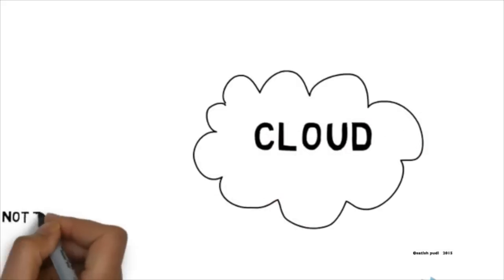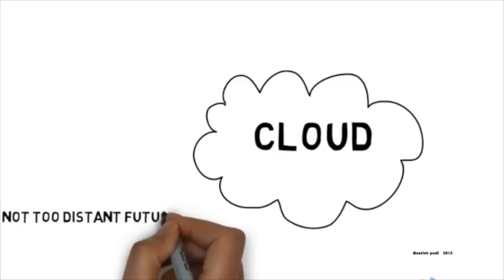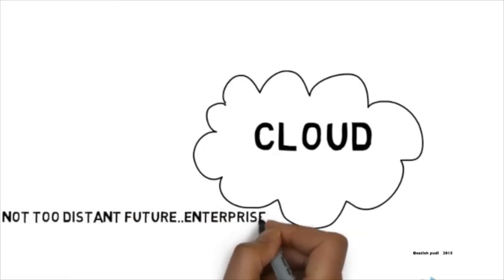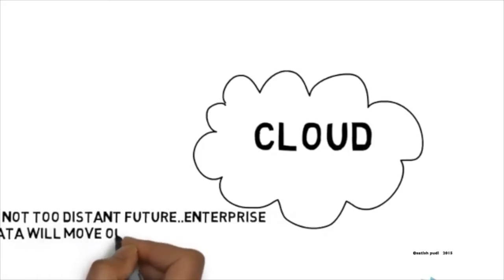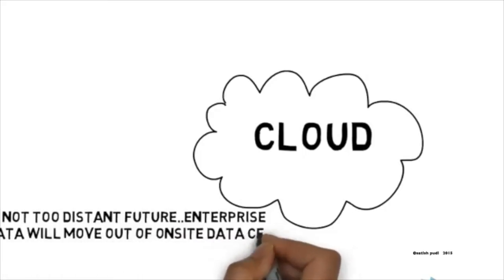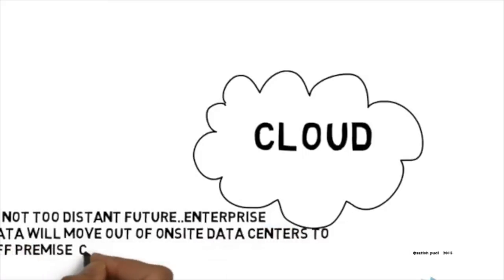Cloud. Cloud is a virtual infrastructure. Enterprise companies are shifting to move data out of the on-site data centers to off-site clouds because of the long-term benefits. Companies like Oracle, Microsoft, Google, and Amazon provide cloud services these days.